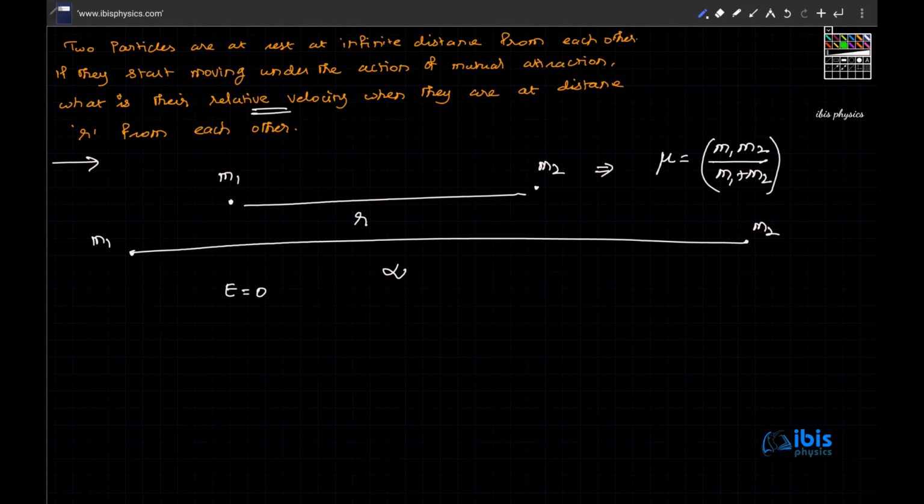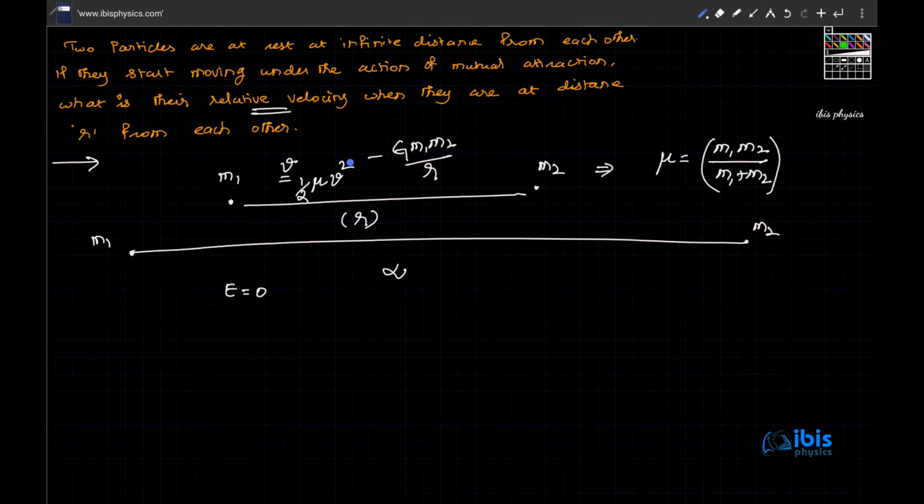Under the action of mutual attraction, when they come and they are right now at a distance r, due to this distance there is a potential energy of minus G m1 m2 by r. So as they approach each other under the action of the gravitational force, they would have acquired some velocity. That relative velocity acquired is v. Then corresponding to that velocity, they will have kinetic energy half m v square. So when you write the kinetic energy for the relative velocity, these two masses should be reduced to the reduced mass: half mu v square.